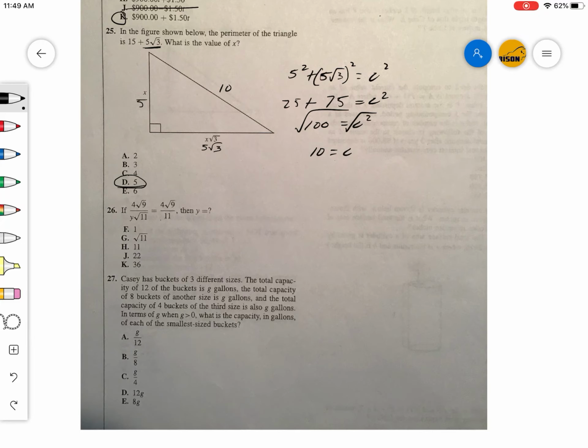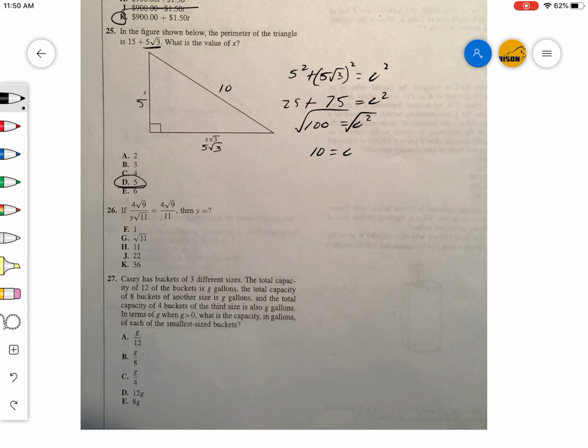Number 26. If 4 square root of 9 over y square root of 11 is 4 square root of 9 over 11, then y is what? Okay, so what could we put on the bottom that would make, when multiplied by square root of 11, it would make it 11? So let's try our answer choices. 1 times the square root of 11, I'll even type that in the calculator if you want. 1 times the square root of 11, that gives me 3.31, which is the square root of 11, which is definitely not 11, so F is not the choice.